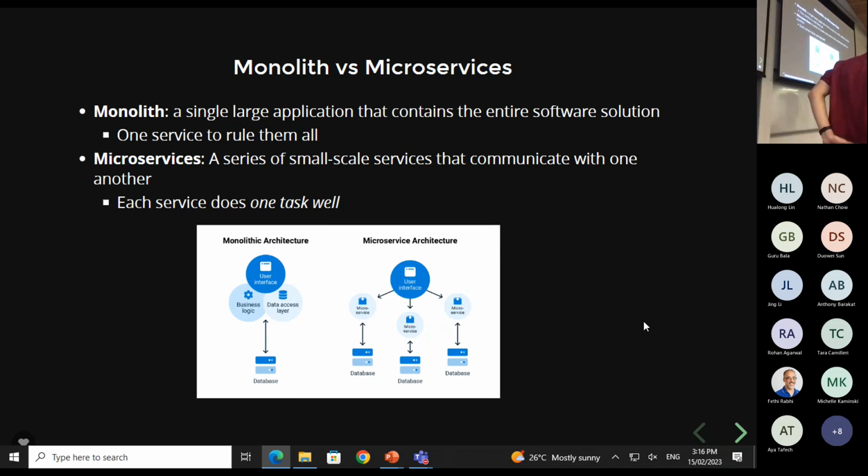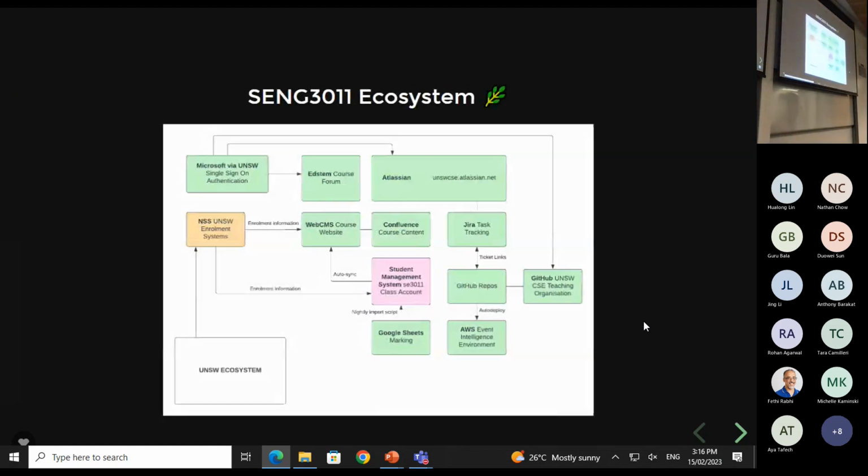So the way to deal with that, that's kind of become this trend in software architecture, is this idea of microservices, where instead of trying to do everything and do it poorly, you have a bunch of different services that do one thing well. And if you think back to our SENG3011 ecosystem, that's what this is, right? Confluence does your knowledge management well. Jira does project task tracking. AWS does deployment. GitHub does source and version control.